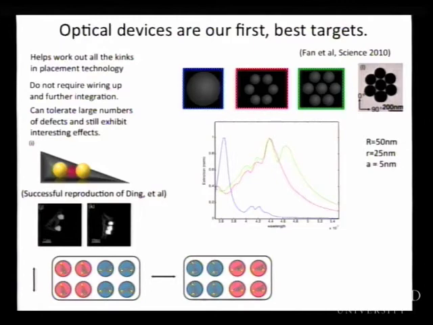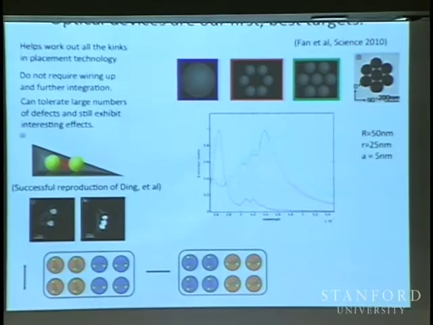So here are spectra, I think these are simulated scattering spectra, of a single 50 nanometer gold particle, a ring of 6 gold nanoparticles, and a ring with a gold particle in the middle. Now, these kinds of structures have been studied before, most recently by Fan et al. in Science.